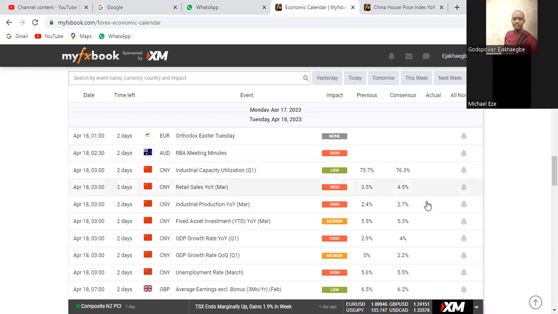But assuming this actual is less than this previous, I repeat, assuming this actual that will appear here on Monday is less than this previous, what do you do? You enter that market as a sell. Let me repeat myself. If the actual which appears on Monday is greater than the previous, you enter this market as a buy. If this one is less than, you enter this market as a sell.